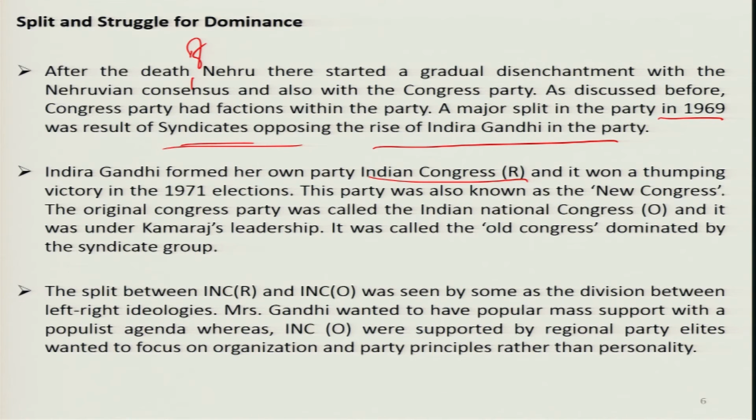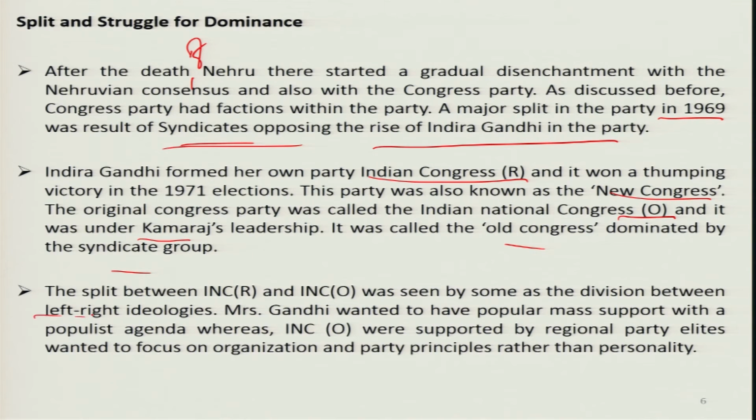So, the party led by Indira Gandhi was known as New Congress. The original Congress party was called the Indian National Congress or organization, which was under the leadership of Kamaraj. It was called the Old Congress, which was dominated by the syndicates, a group of leaders including Morarji Desai and many others who wanted to control the party organization. The split between Indian National Congress R and Indian National Congress O, revisionist and organization, was seen by some as the division between left and right.